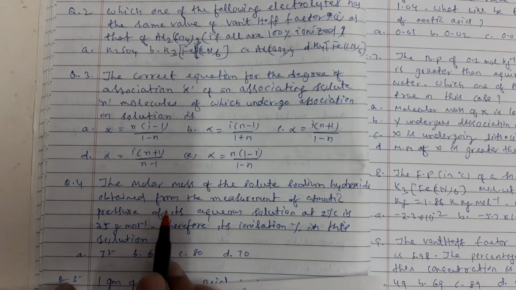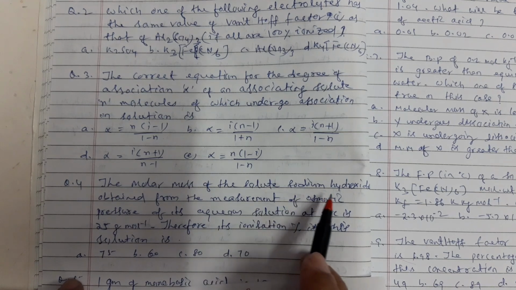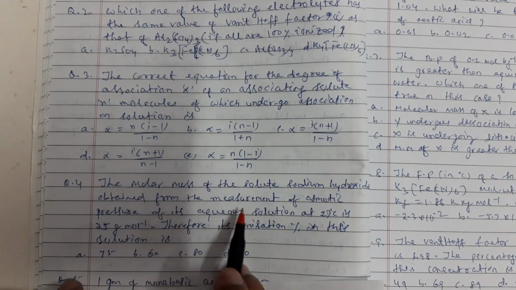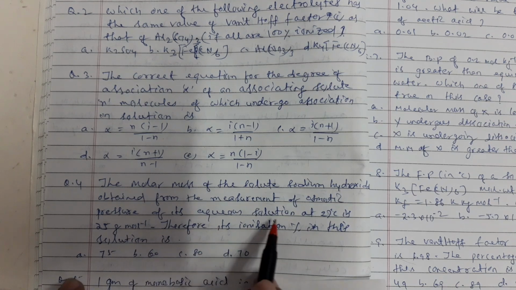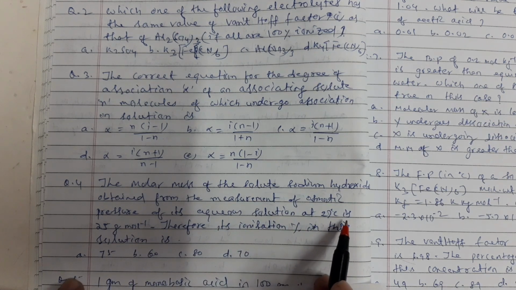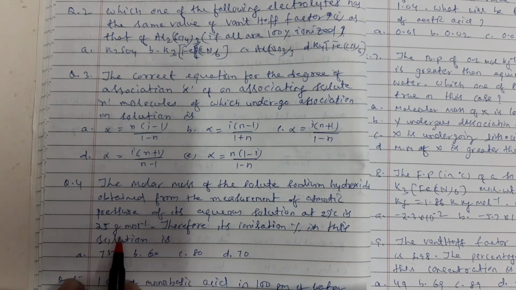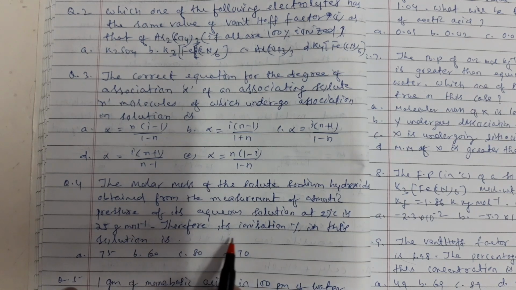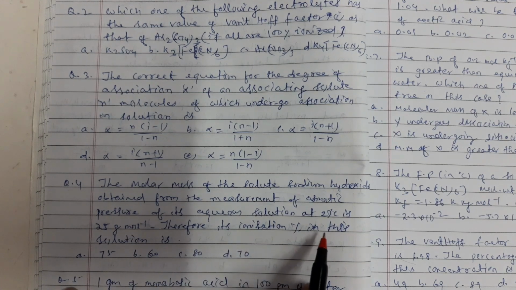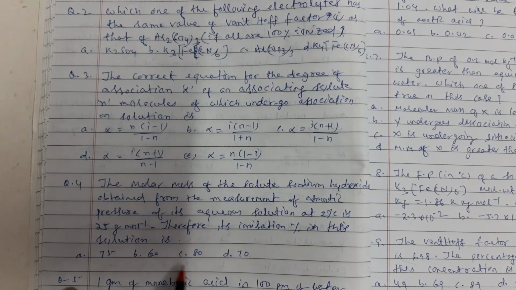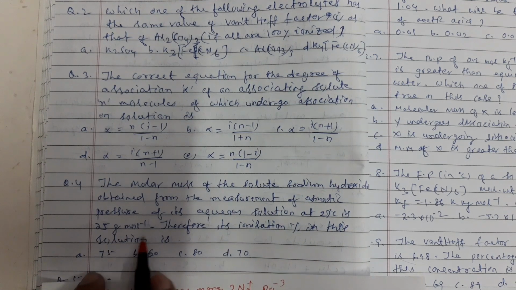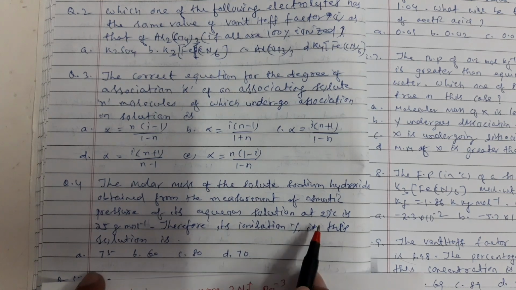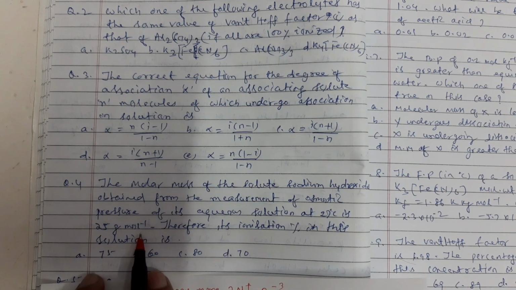Next, the molar mass of the solute sodium hydroxide obtained from the measurement of osmotic pressure of its aqueous solution at 27 degrees centigrade is 25 gram per mole. Therefore, its ionization percentage in this solution is what? So these are the choices given. We will do it. What is given? 25 gram per mole is given.